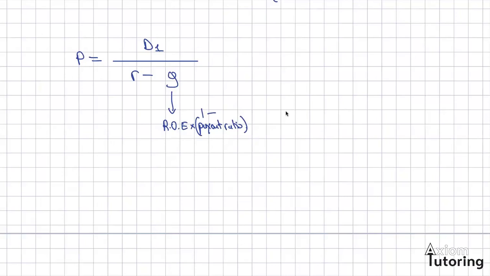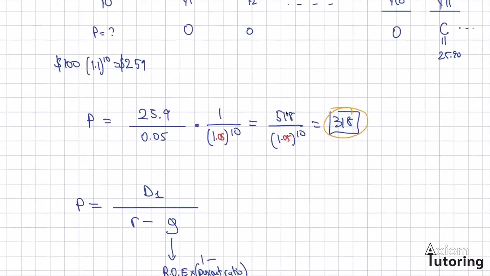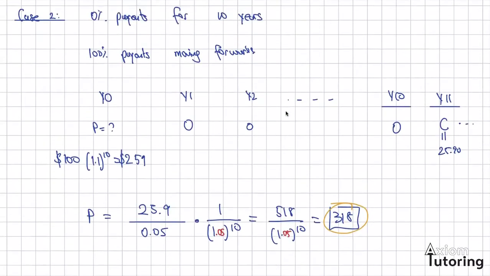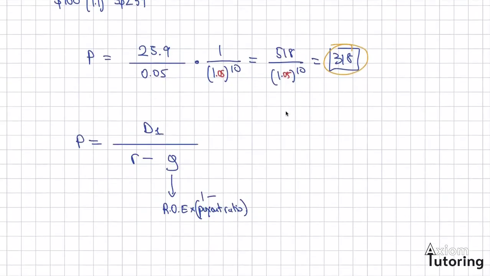And sometimes people say the Gordon growth model can only be used when companies pay dividends. Well, that's not quite correct, because there might be companies that don't pay dividends for as long as their return on equity is larger than the required rate of return, and that would be the right thing for them to do. So you might want a payout ratio of zero.